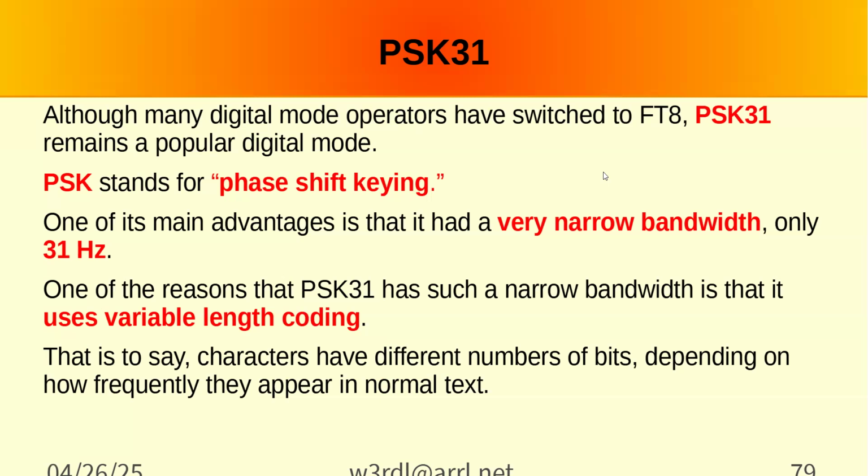And one of the reasons for the narrow bandwidth, it uses Varicode, which is a variable length coding we've talked about before, instead of ASCII, where every character is the same length. This uses variable length, so your vowels are all short, 2 or 3 bits, and the least used ones are up 6, 7, 8 bits. So it's minimizing the amount of bit toggling that goes on.